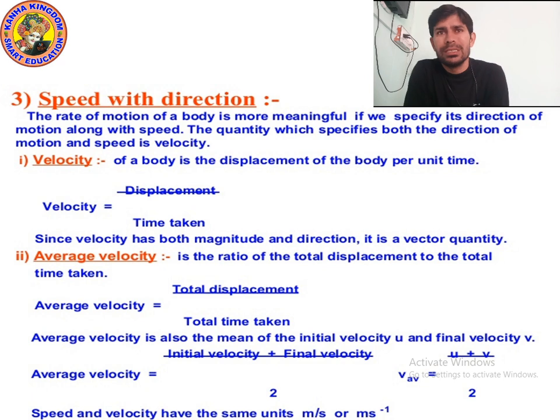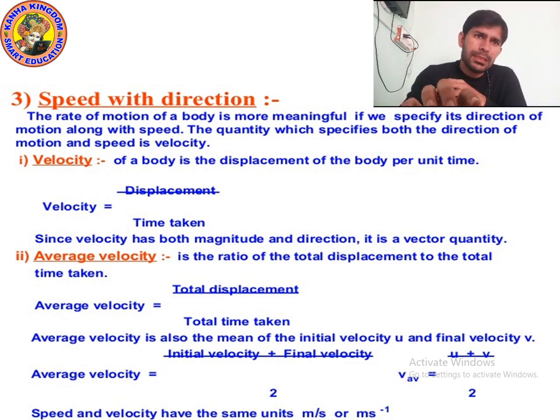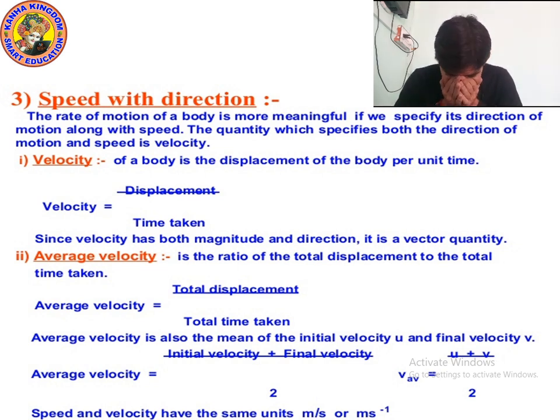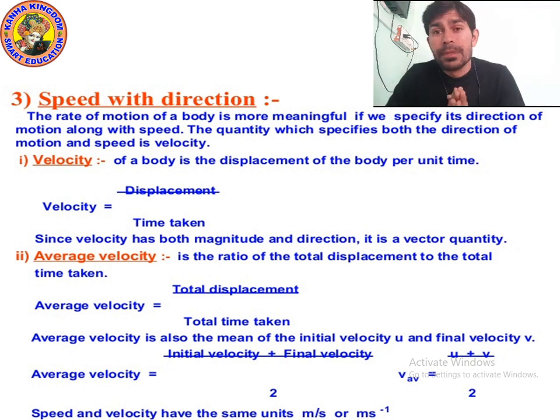What is distance? Distance is the total path length, the actual length of the path traveled by the body. Displacement is the shortest length of the path traveled by a body from the initial position to the final position. We also studied speed. Speed is defined as the total distance per unit time. Speed of a body is the total distance traveled in unit time.